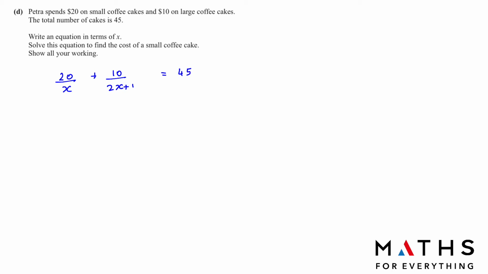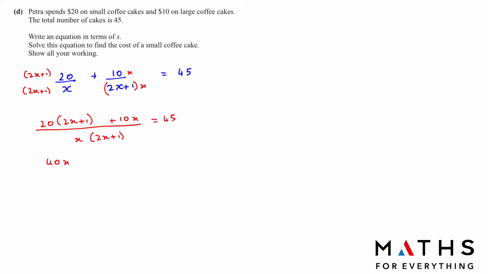This is an algebraic fraction. Any fraction, when you want to add or subtract, you know that you need to have a common denominator. So what we can do is multiply by x here and multiply by 2x plus 1 here. When you multiply in the denominator, you have to multiply in the numerator also. So that will give us 20 times 2x plus 1 plus 10x. Now we can write it as one fraction is equal to 45.